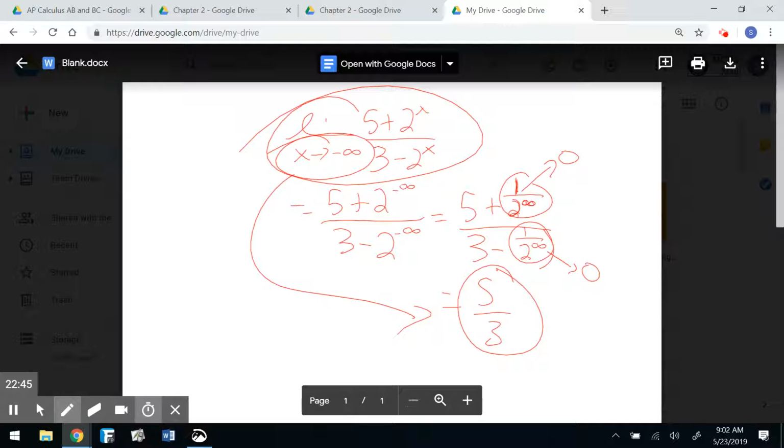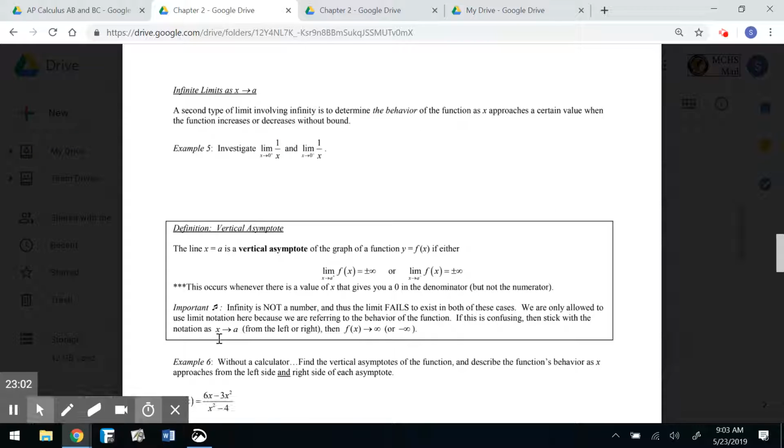Get out that TI-84 calculator, graph this function, and it's kind of cool. There are 2 horizontal asymptotes. One of them is negative 1, as x gets really, really big, and another one is 5/3 as x gets really, really small. Kind of cool how that one works out.